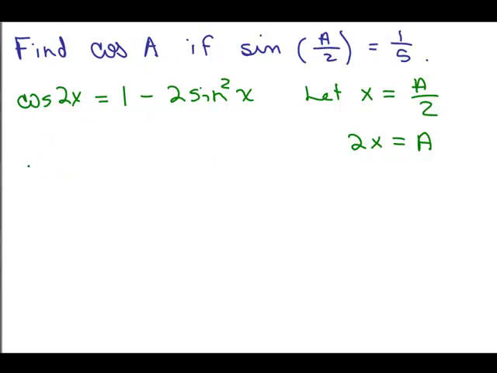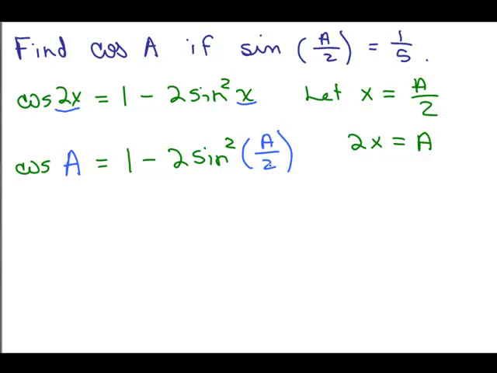I'd have the cosine of, in place of my 2x, I could write a. And then I have 1 minus 2 sine squared, and instead of x, I'm going to write my a over 2. Now, do I know either the cosine of a or the sine of a over 2? Well, look up here. I do know the sine of a over 2, and I'm trying to find the cosine of a, so this strategy might work.